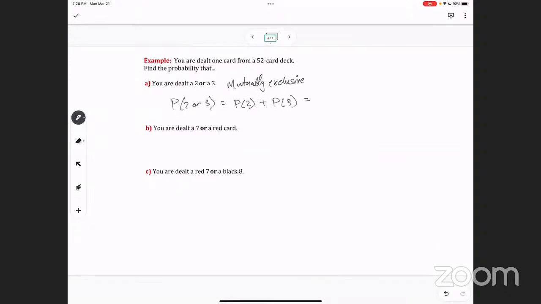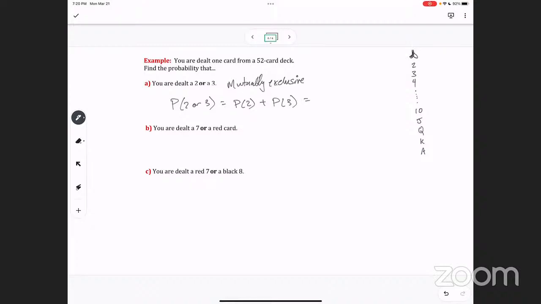And what's the probability of getting a 2 in a 52 card deck? I have no idea. How many 2s are in a standard deck of cards? I have no idea. Well, here's what a standard deck of cards looks like: 2, 3, 4, all the way to 10, and then Jack, Queen, King, Ace. And that's for spades.